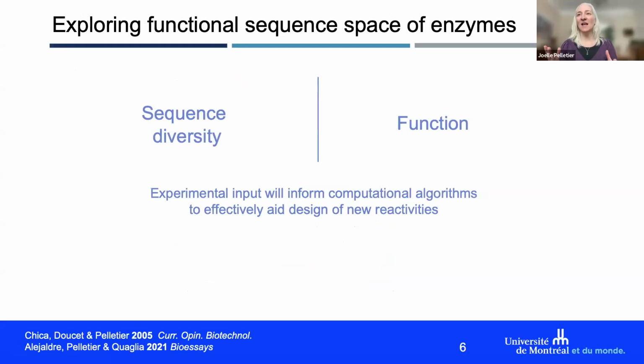Enzymes are big catalysts. They are made up of many amino acids, and these can be diversified. They are diversified in nature. Nature holds many variants that we can go look for, but then we have to test them. So how do we balance our search through sequence diversity in order to attain the desired function? Eventually where we want to go with this is we want to have enough experimental input to inform computational algorithms. These computational algorithms eventually will aid in the design of new reactivities. Of course, it takes a lot of time to obtain experimental input, but there's somewhere where we can start, and that's looking in the literature.